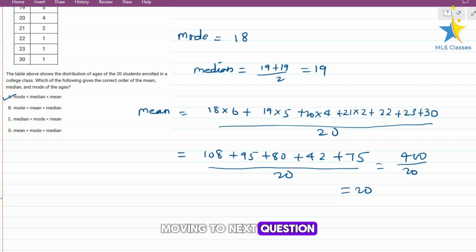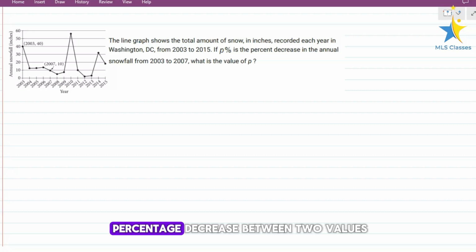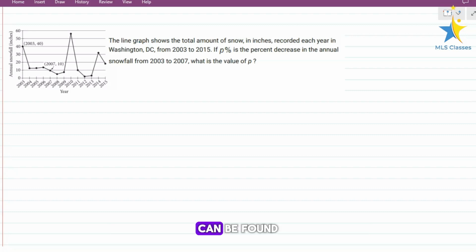Moving to next question. This question says the line graph shows the total amount of snow in inches recorded each year in Washington DC from 2003 to 2015. If P% is the percent decrease in the annual snowfall from 2003 to 2007, what is the value of P? What we can do from here, you can see the percentage decrease between two values can be found by dividing the difference between the two values by the original value, and then multiplying by 100.